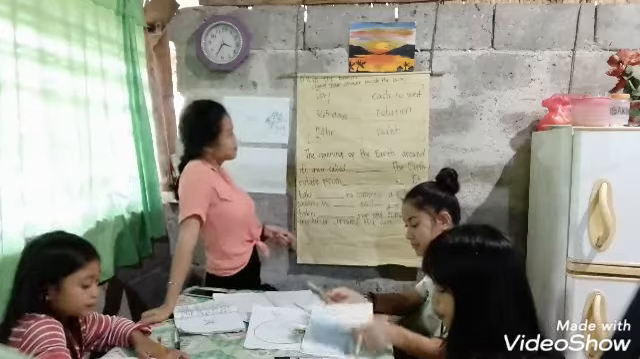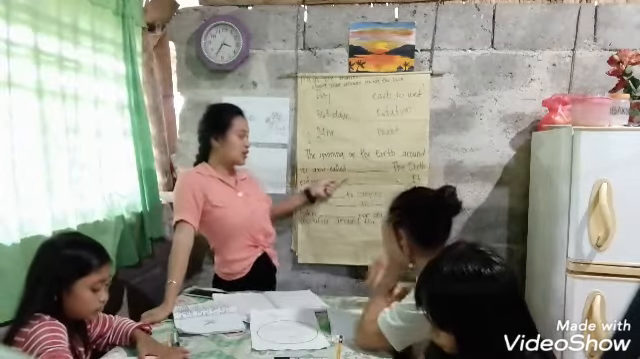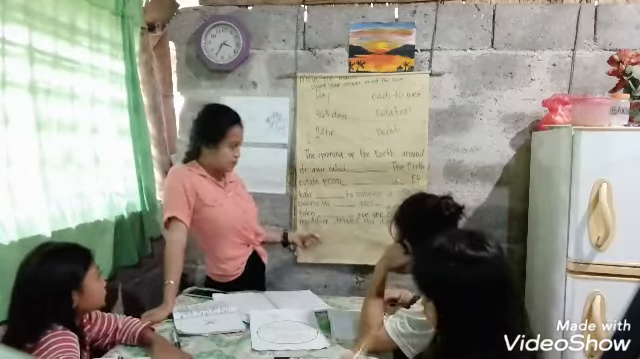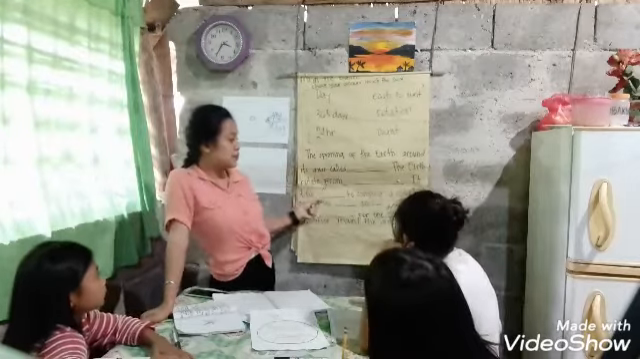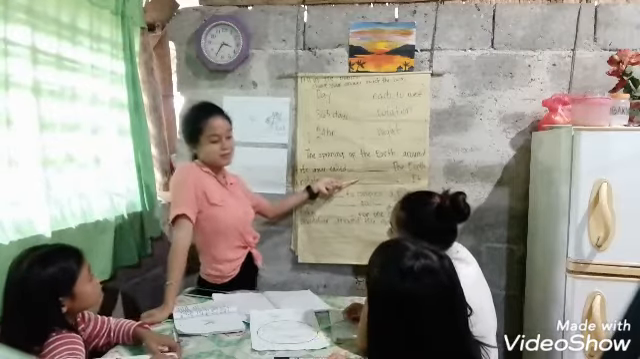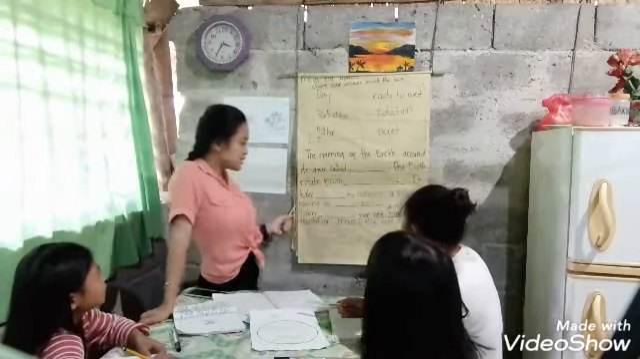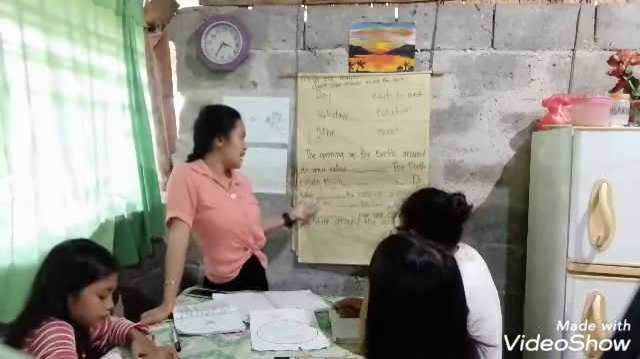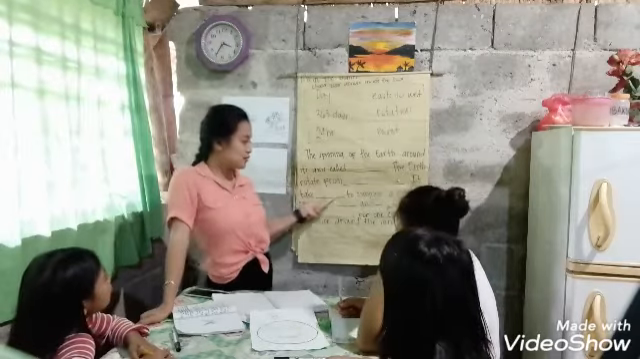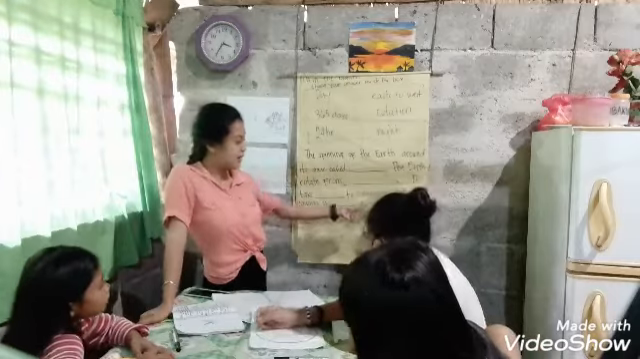Number 1. The spinning of the Earth around its axis is called rotation. Very good. The Earth rotates from east to west. It takes 24 hours to complete a rotation, causing us day and night.